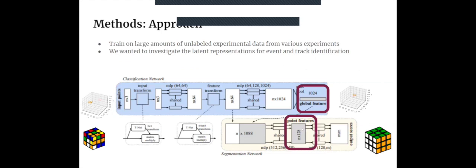So we planned on training on a large amount of unlabeled experimental data from various other experiments. We worked with oxygen-16 and helium gas data, but at the end of the day, we're not really interested in solving Rubik's cubes. We have to do event and track classification using the output found in global endpoint features, as you can see in the model's architecture below. We expect this to work because in the past, similar methods have been used to classify objects like chairs and planes and things like that.